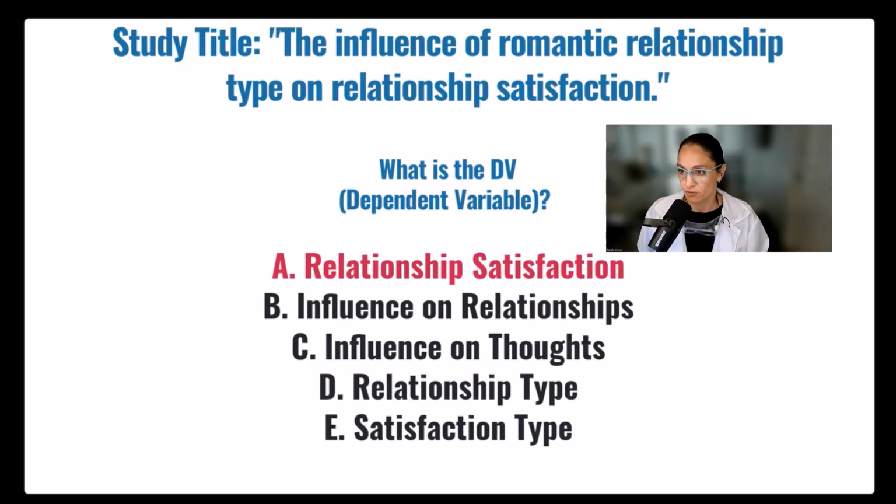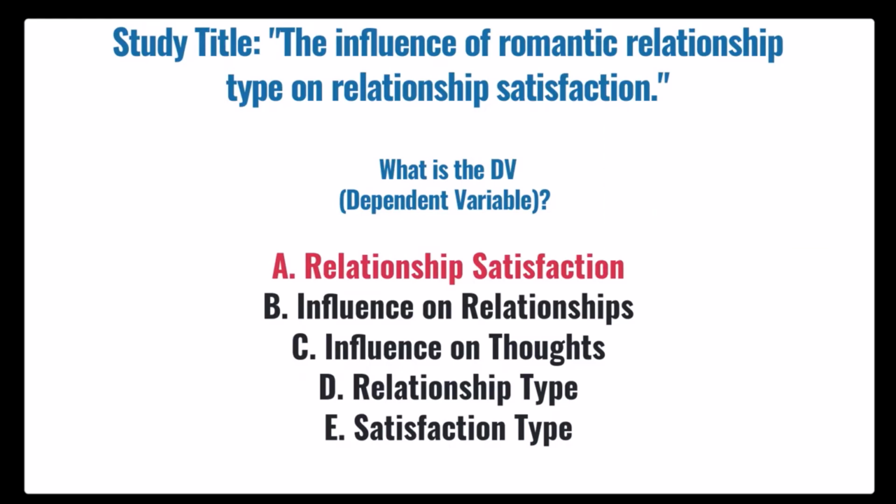So again, that helpful language, the influence of romantic relationships, means we've established which one is our independent variable. So we're looking at what would be responding to that influence. Again, this study title has that helpful language telling us what the independent variable is by saying the influence of romantic relationships, fulfilling the role of the independent variable, influencer. But what is responding to that? Here we have relationship satisfaction responding potentially to the influence of romantic relationships. So A.